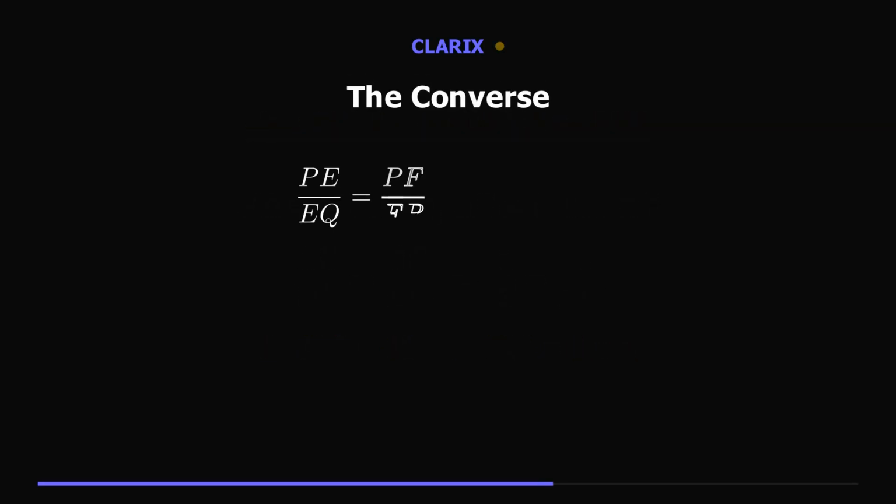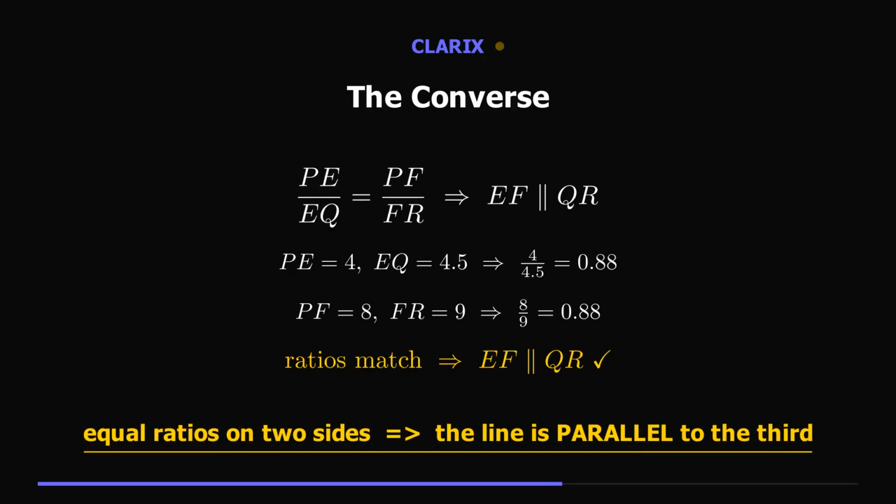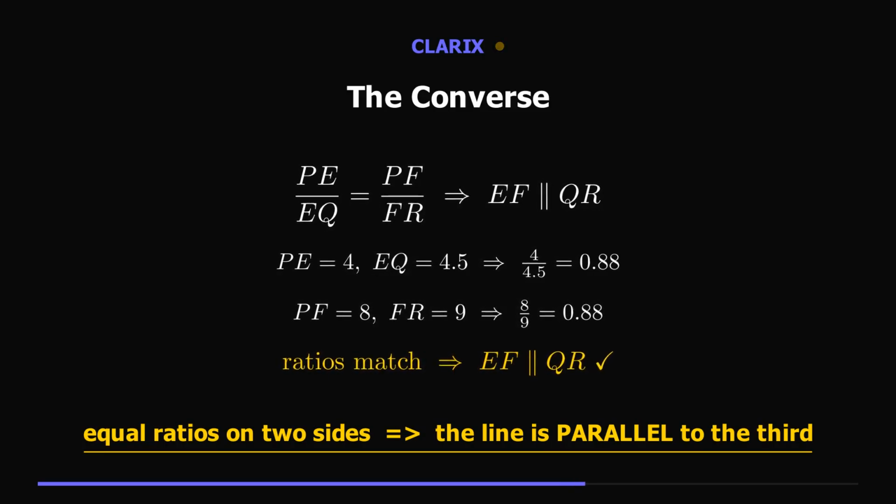Now flip it. The converse is also true and just as useful. If a line divides two sides of a triangle in the same ratio, then it must be parallel to the third side. This is how you prove two lines are parallel. Show the ratios match.